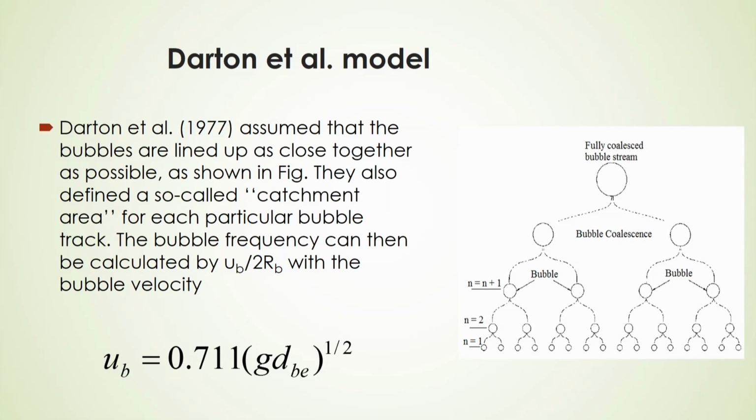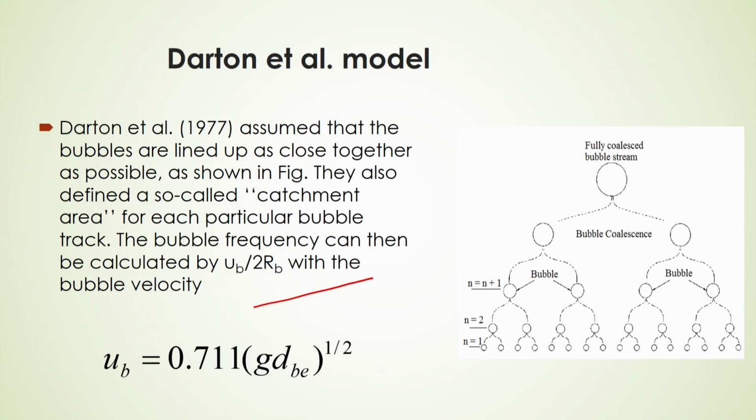Darton et al., 1977, have also given another mechanism for how the bubble grows, and also what the frequency of the bubbles should be, that is, how many bubbles are forming in the fluidized bed. Based on that, they have suggested different correlations to calculate the bubble size.